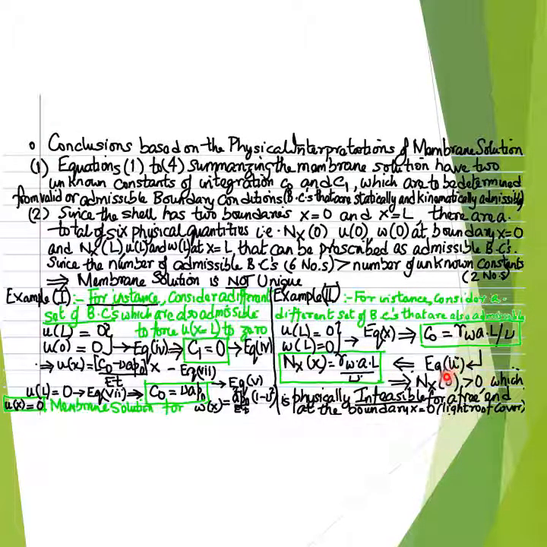A non-zero or finite value of Nx, that is the in-plane or membrane axial force at the other boundary or the top boundary x equal to 0, is physically infeasible, since the physical end restraint that is specified for the top boundary, that is x equal to 0, consists of a light roof cover, thus constituting a free end at the top or upper boundary x equal to 0.